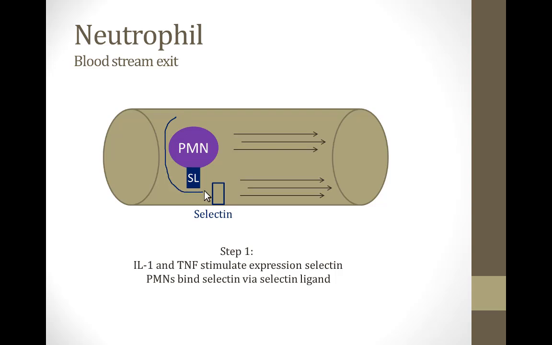Neutrophils are always circulating with selectin ligand on their surface, but normally there's nothing for it to bind to, so they continue to circulate through the bloodstream. However, when infection and inflammation occur, macrophages release IL-1 and tumor necrosis factor, and this stimulates the expression of selectin on the surface of endothelial cells like I've drawn here. As a result, the neutrophils will bind to the selectin and they will begin to roll along the endothelium.